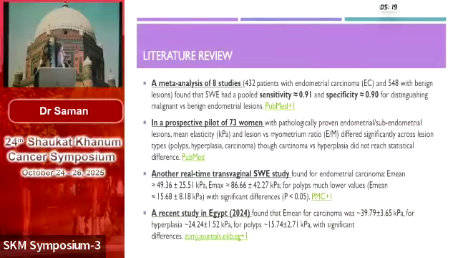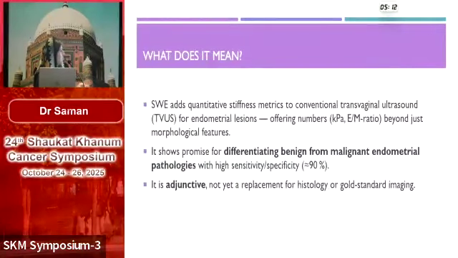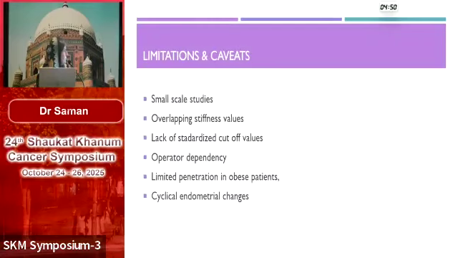There has been a literature review and a meta-analysis of some studies, and the results I came across were that it adds quantitative stiffness metrics to conventional imaging. So it basically adds a number to the morphological findings we are currently relying on. Obviously it adds to the accuracy, and it shows promising results for the differentiation of benign and malignant pathologies. It has to be used as an adjunct and not yet a replacement for histology or gold standard imaging.